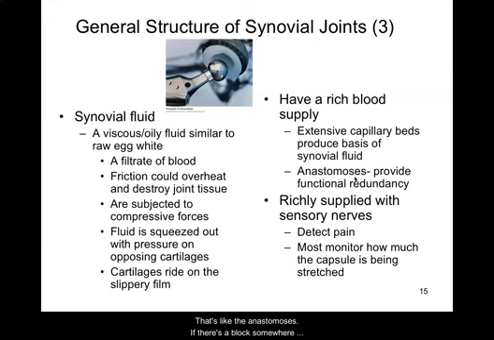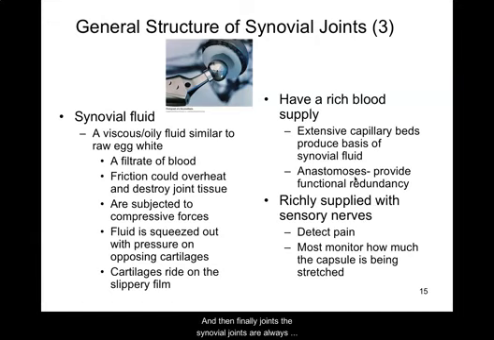That's like the anastomoses, right? If there's a block somewhere in one blood vessel, well, the blood can just flow through a different artery and get around and get to its final destination. So that is a constant theme that we'll see again in the cardiovascular system.